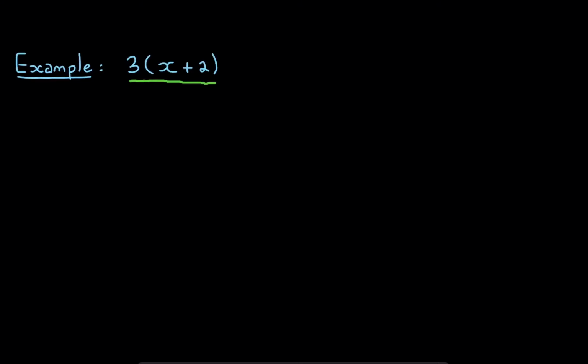What this means is that you take the number outside the bracket and you multiply it by the numbers inside the bracket. So 3 times x, and 3 times 2. So how is that going to work? 3 times x is 3x, and 3 times 2 is 6. And that is literally your answer. That's you successfully expanding that bracket.